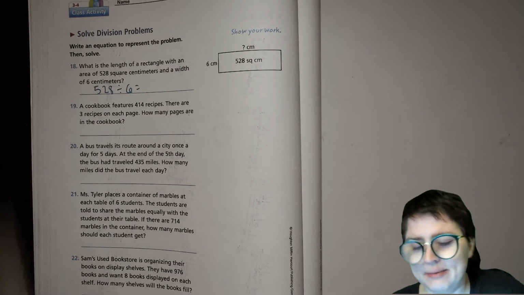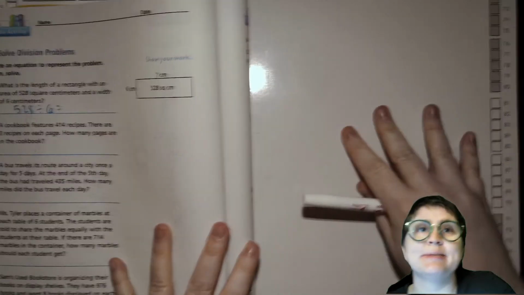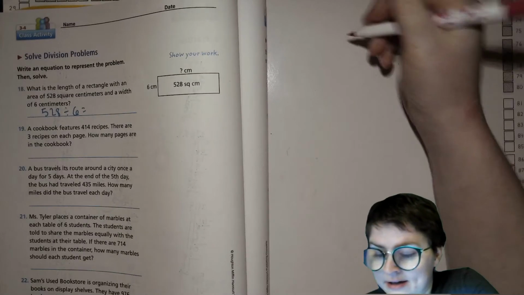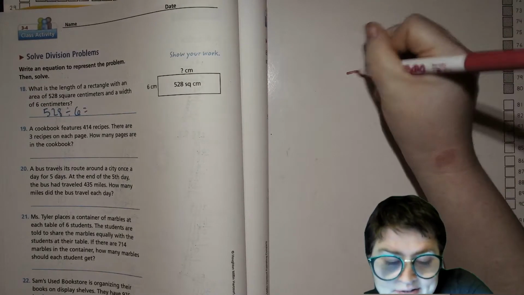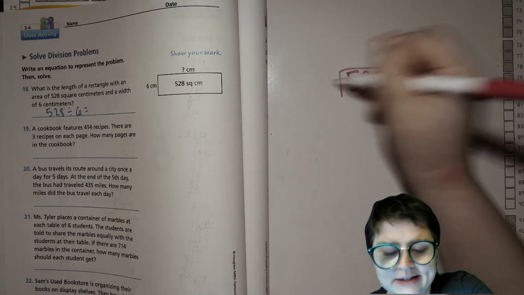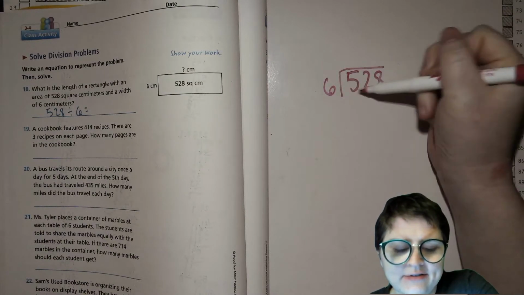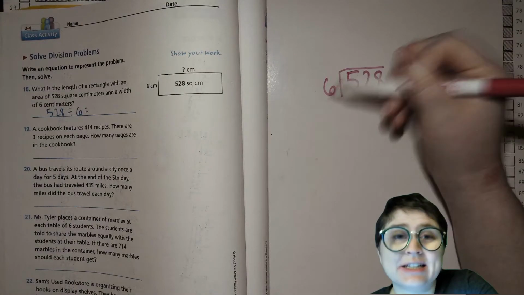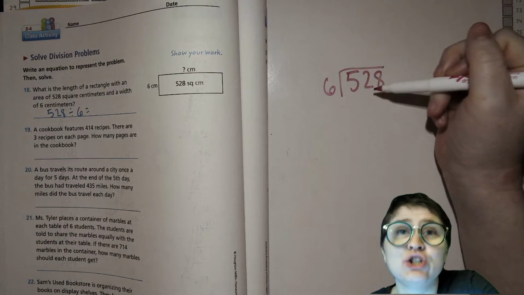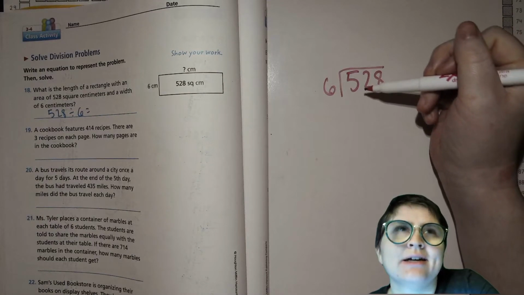I'm going to use my whiteboard for this so I can have all the space that I need. I encourage you to do the same. 528 divided by 6. Can 6 go into 5? No, it's a little bit too small. So to 52, let's see.